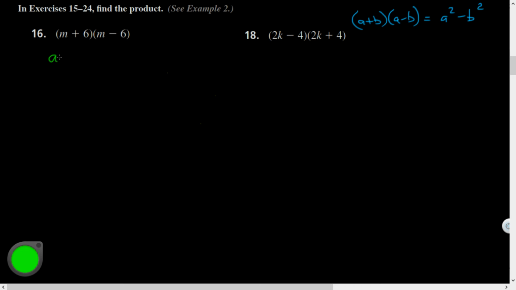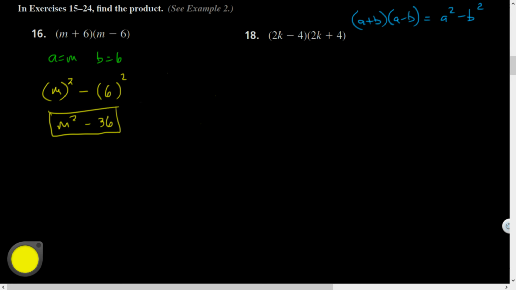But let's label the a and the b. So a is the m, b is the 6. It matches this pattern perfectly. There's only one version of this pattern. It's always minus. And so now let's just plug it in. So a squared is going to be m squared in this case, minus b squared, and b is 6, which sometimes my 6s look like b's. m squared minus 36 would be my solution, my product of those two things.